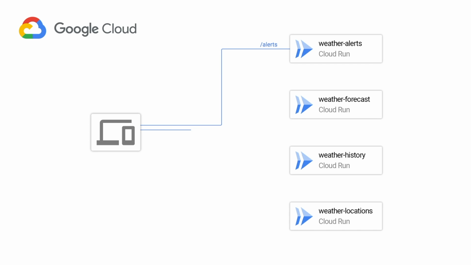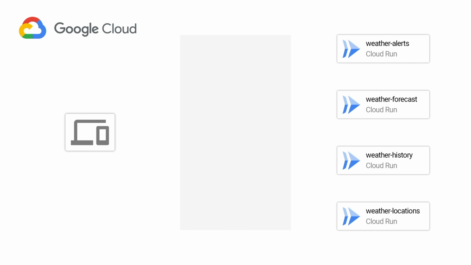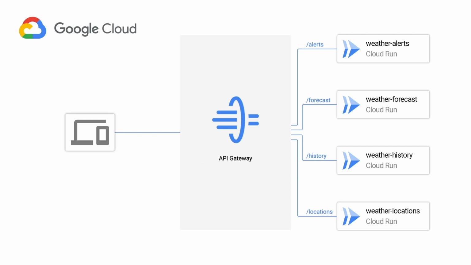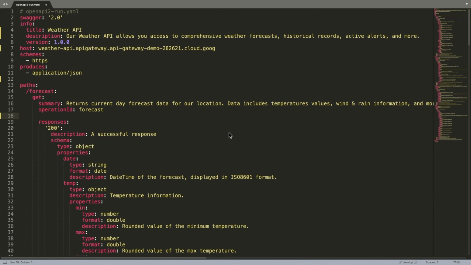But as an API consumer, you don't want to keep track of which service is responsible for which piece of the API. You just want one interface that you can call to access all the capabilities provided by this API. So let's take a look at how Google Cloud's API Gateway can help you combine all these services into one easy-to-use API. To get started, we'll need an OpenAPI specification that defines each of the resources in our API.